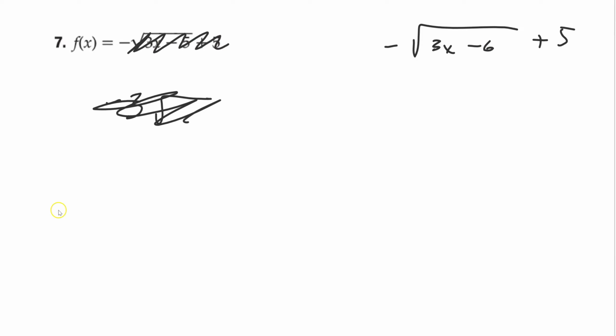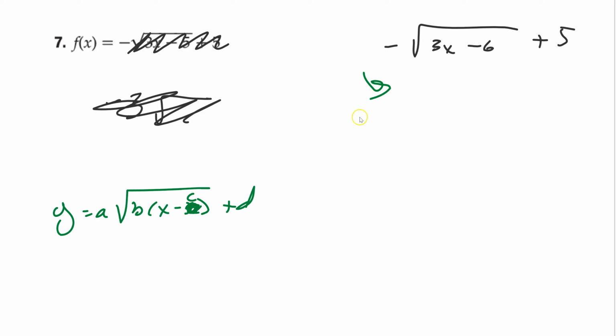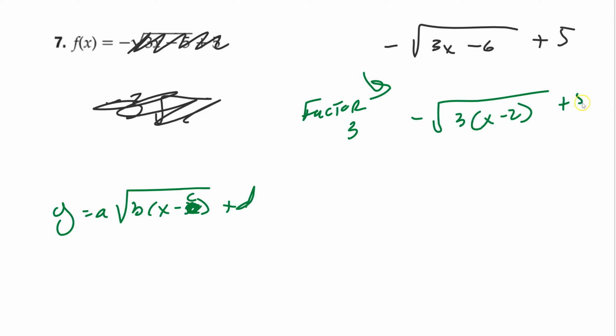When we talk about our shifts, the x has to be by itself. So actually the first thing you've got to do is factor out the 3. So it's going to look like this. So now I know, okay, I'm moving right 2, I'm moving up 5. So that's right 2, up 5. So I'm going to start at 2, 5.